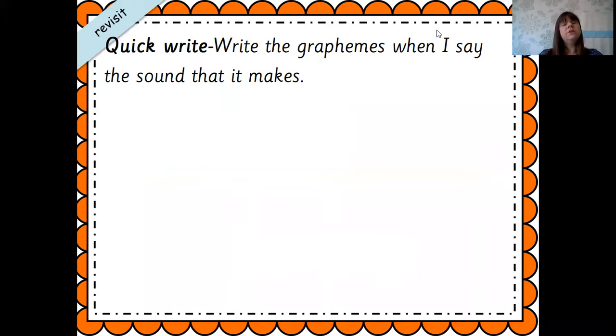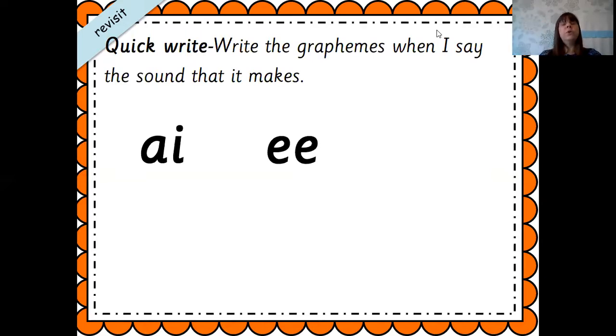Okay, our first grapheme today, I would like you to write the grapheme that makes the sound "ay". I've already given you a clue with this one. Write the grapheme that makes the sound "ay". Ready, steady, show. That's how quick it should be. Did you get it right? A, I. Write the grapheme that makes the sound "ee". Two letters. Which two letters make the "ee" sound? Ready, steady, show. Excellent.